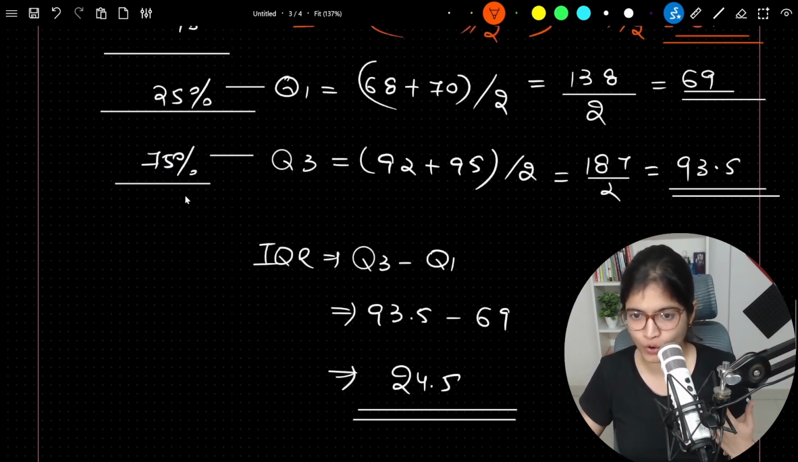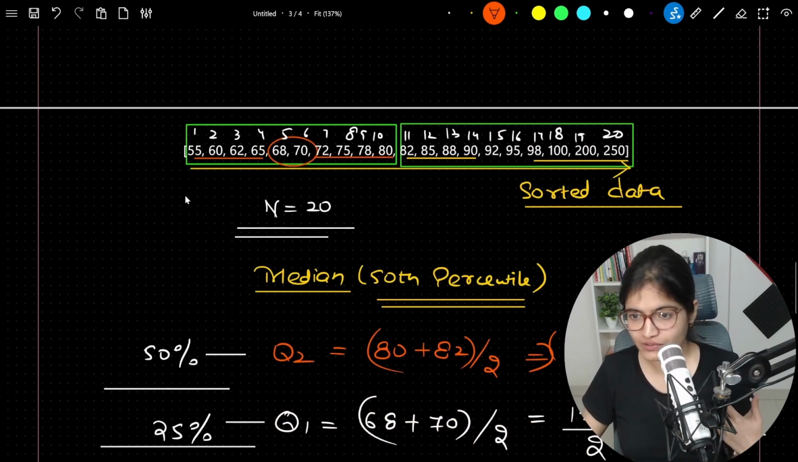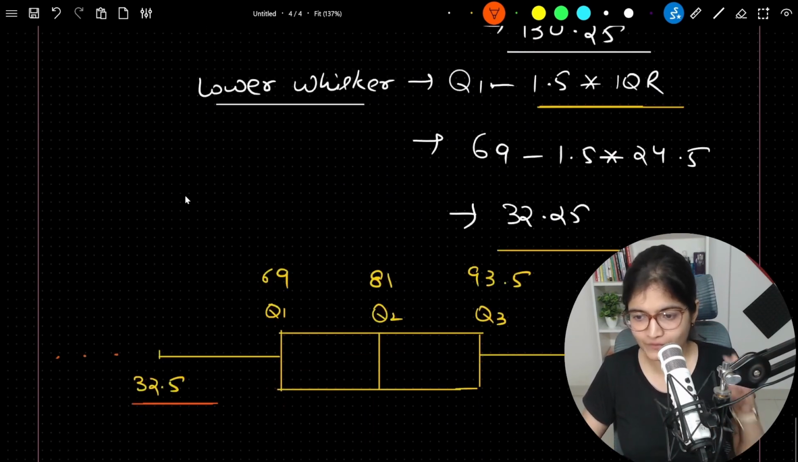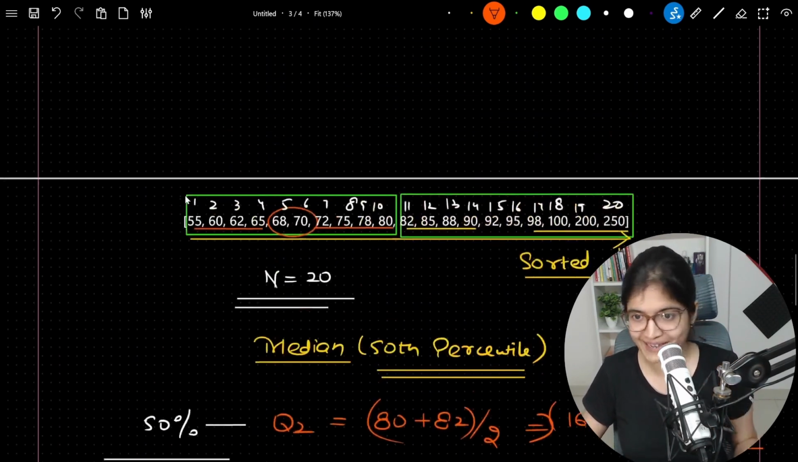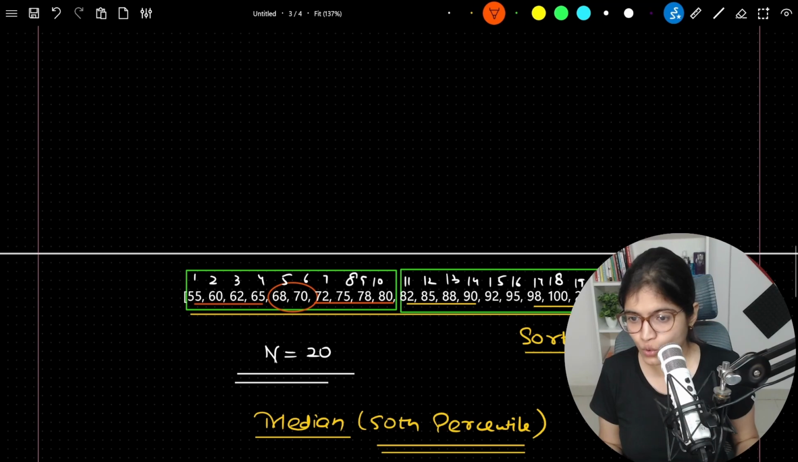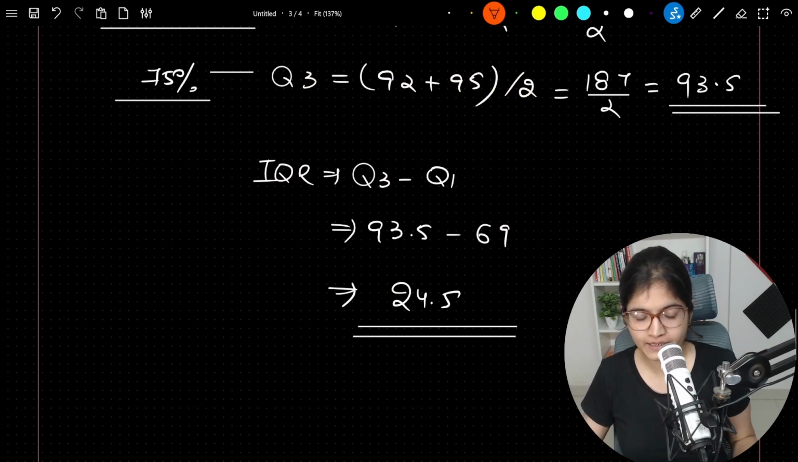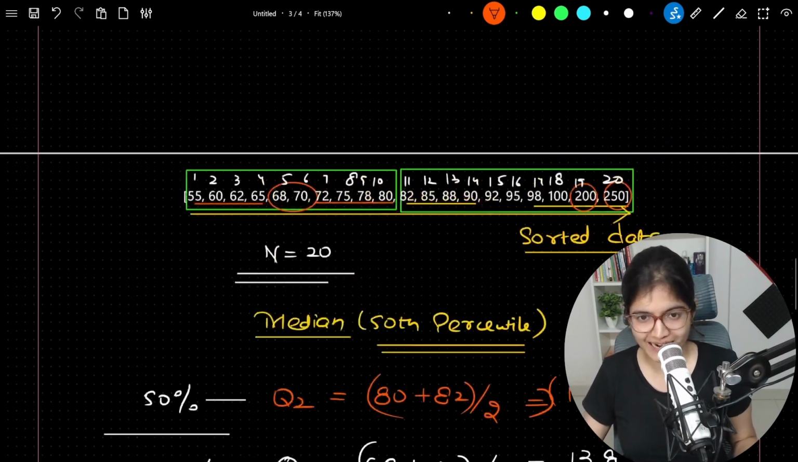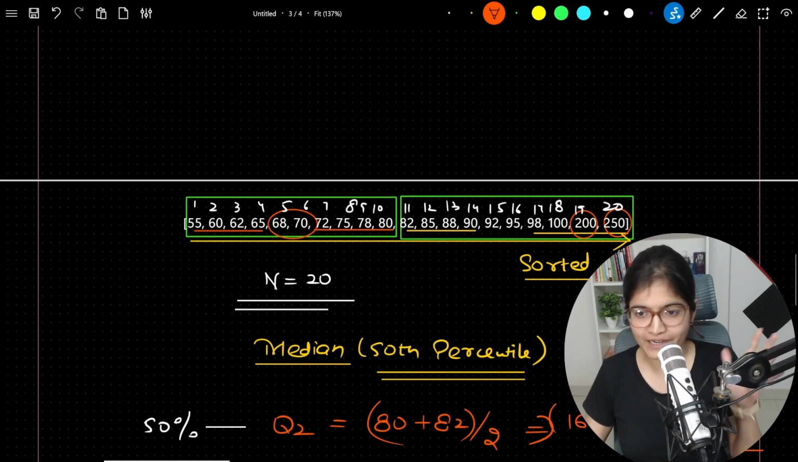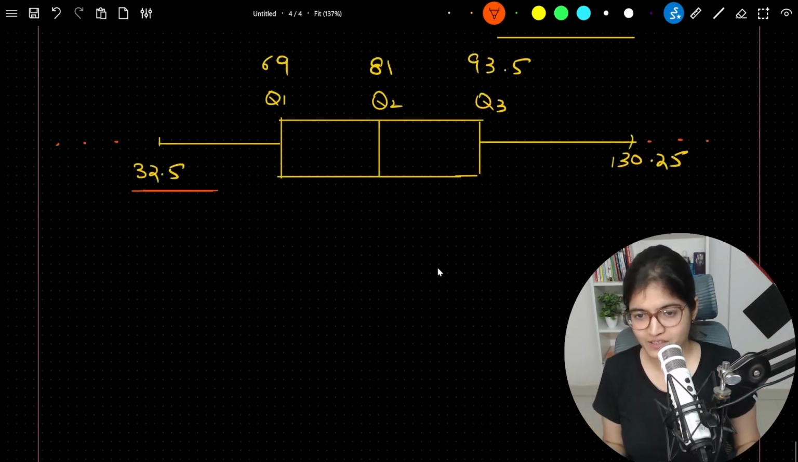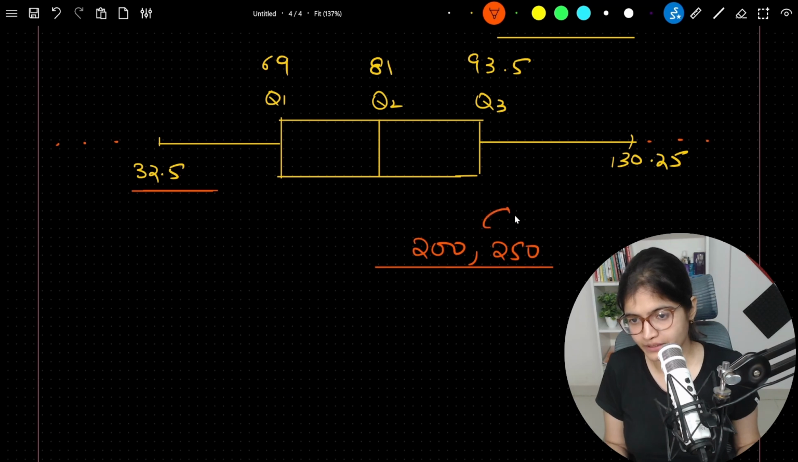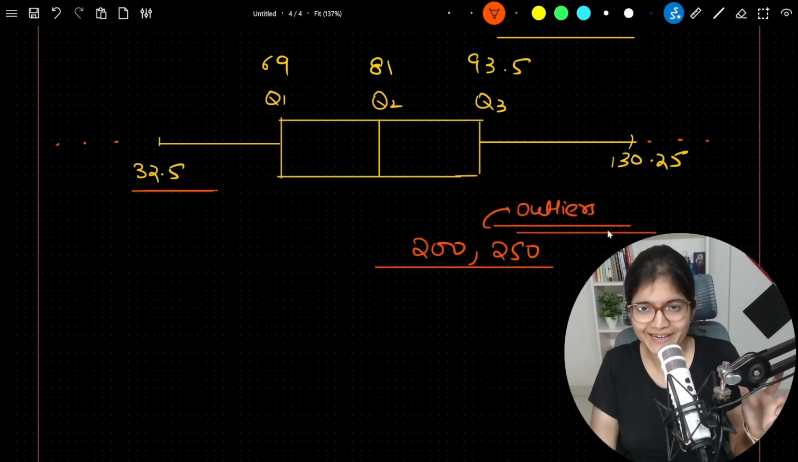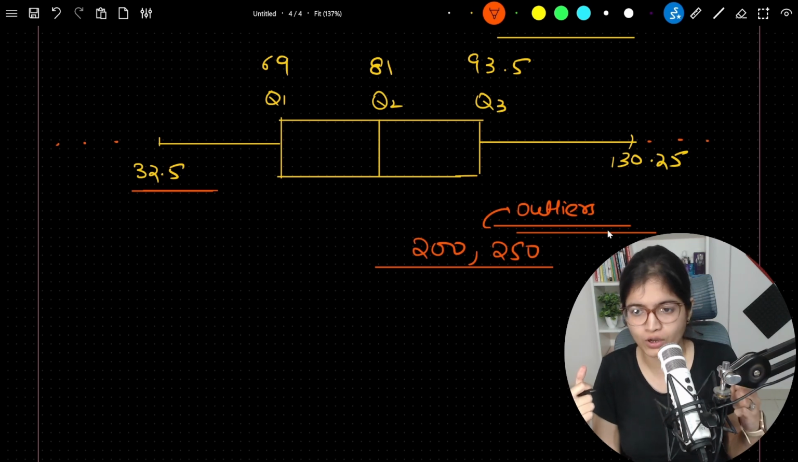Now let's go back to our original data. In this original data, the upper whisker value is 130.25, and I can clearly see in my data 200 and 250 available, right? Similarly for the lower whisker, I think we don't have any lower value, but from this specific inference, we can indicate that 200 and 250, they both are part of the outliers. This is the complete maths overall.